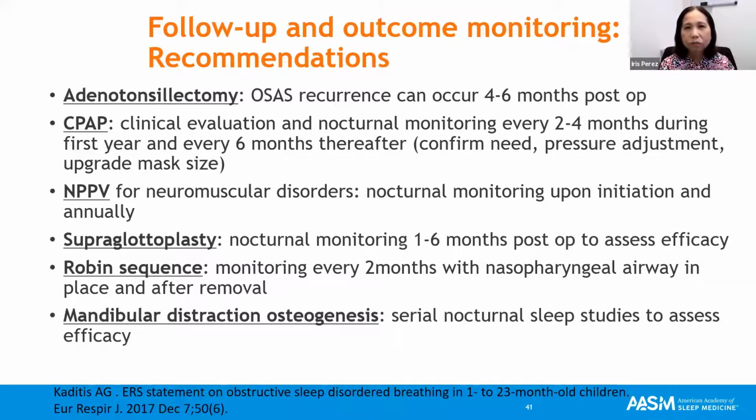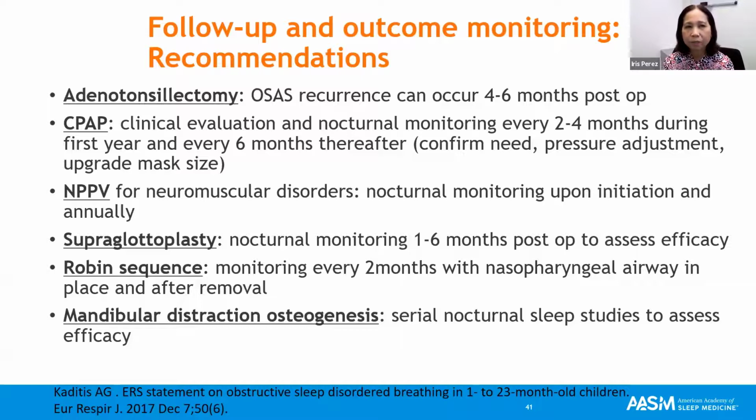So, with institution of therapy, it's important that infants are followed very closely. Those who undergo adenotonsillectomy, it is expected that there can be a recurrence, and these infants, particularly if they have other comorbidities, can have persistence or recurrence of symptoms. Therefore, they should have a repeat polysomnography. The European Respiratory Society recommends 4 to 6 months post-procedure.